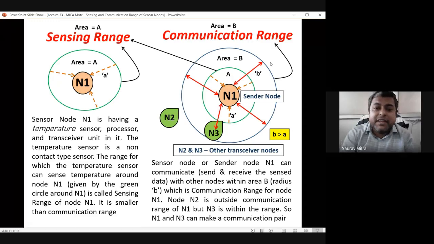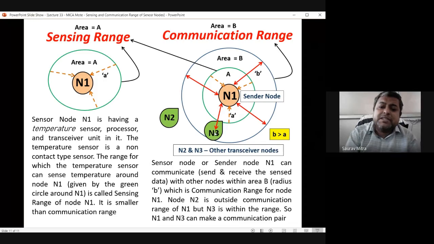Now, after this green sensing range, we are thinking about the communication range, which is given by radius small b or area capital B. N2 and N3 are two transceiver nodes. Node N1 is transmitting, while N2 and N3 both want to receive. One thing we can find here is that small b is the communication radius, small a is the sensing radius, and small b is greater than small a, which is written here: the sensing range is smaller than the communication range.